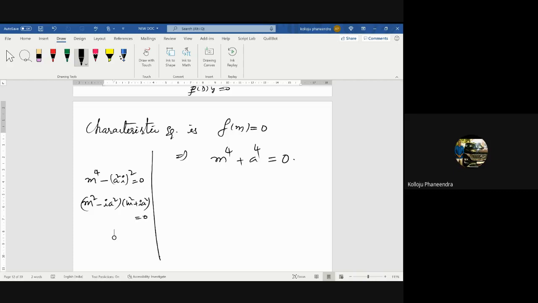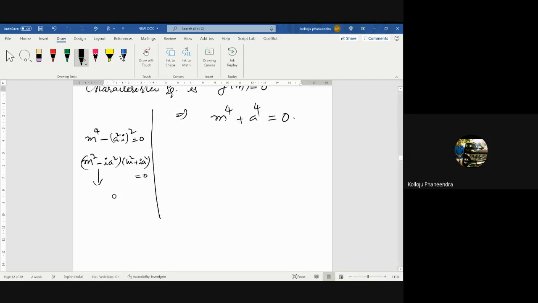Yes, sir. Now next is what? If I consider this as equal to 0, what happens? See, m square minus a square i equal to 0. So m square equal to what? A square i. So m equal to what? Plus or minus root of a square i, correct? Yes, sir. Right? Now, what is the value of i? Square root of minus 1. What is the value of root minus 1?